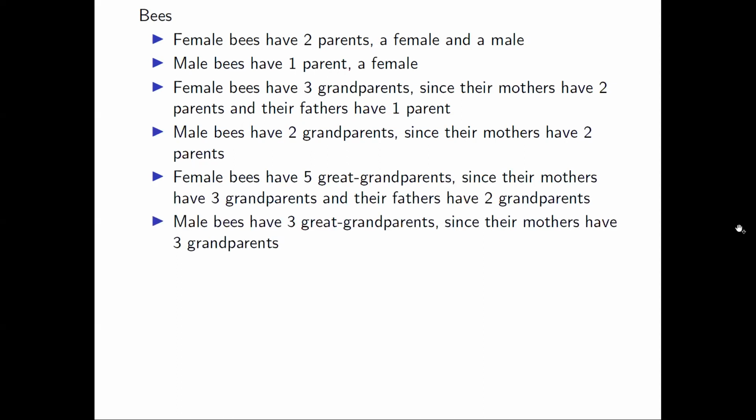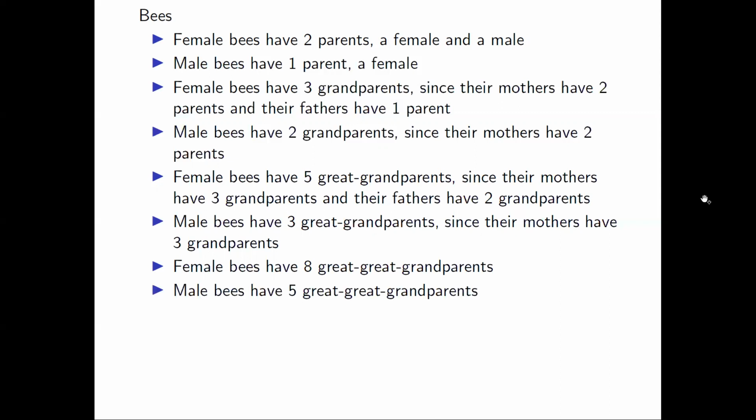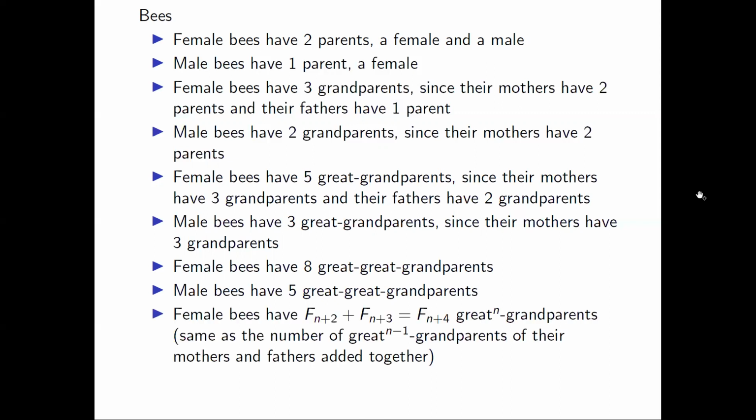And if we look at the number of great-grandparents for the male bees, the number of great-grandparents for the male bees is the same as the number of grandparents for their moms, and that's just 3. We can continue this way, and we see that the female bees have 8 great-great-grandparents, and the male bees have 5 great-great-grandparents. More generally, we can see that the female bees have f of n plus 4 great to the n grandparents, where f of n plus 4 is the n plus 4th Fibonacci number.